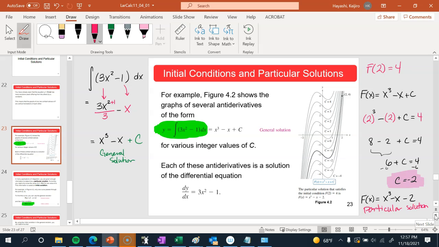And a particular solution can only be found if you're given an initial condition to start with. Otherwise, there's not going to be any information to make your equation specific enough without that initial condition. But if you have an initial condition, there is going to be one equation that satisfies the initial condition.